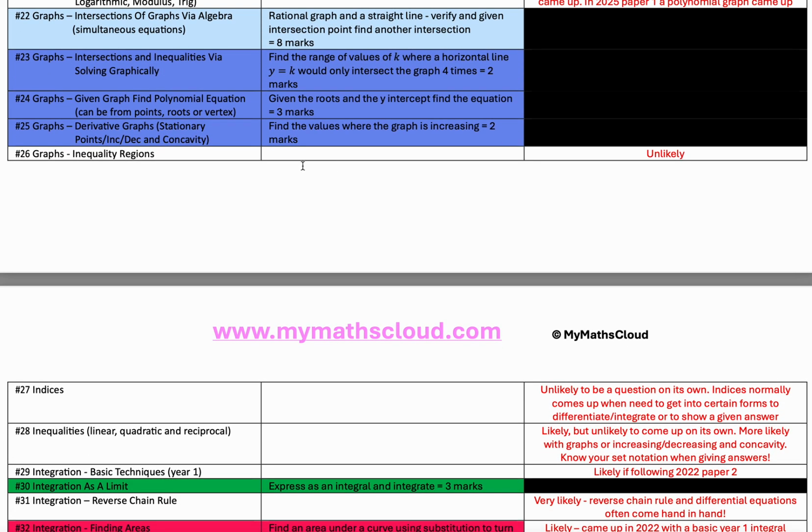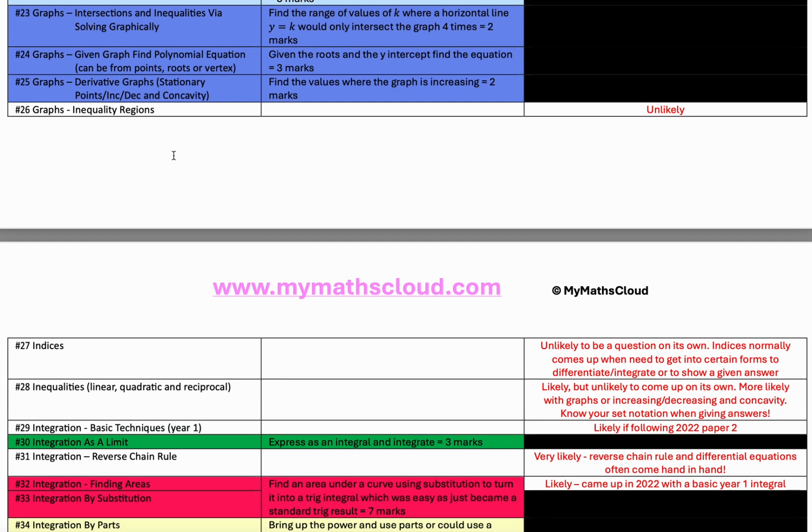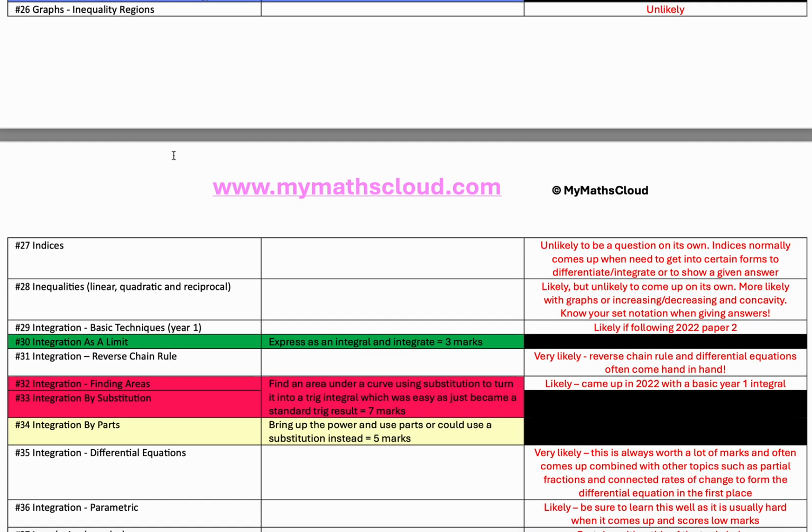Inequality regions, unlikely, you know, where you shade a region. Indices, not going to come up on its own, but might come up when you need to get into a form to differentiate or integrate, or maybe get your answer in a certain form.